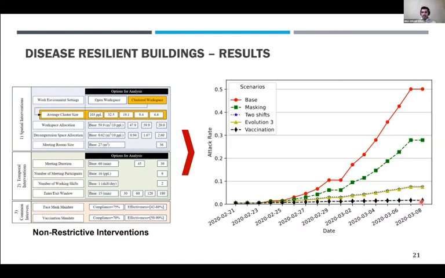So, and this is the vaccination. We can see that the vaccination that has so much controversy around it is still not very, significantly more effective than what we could simply achieve with just reducing the number of people in the room or increasing the elevator halls and stuff like that.